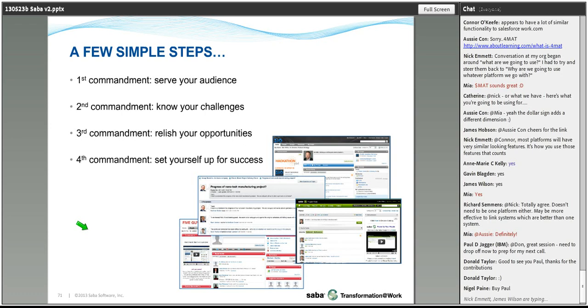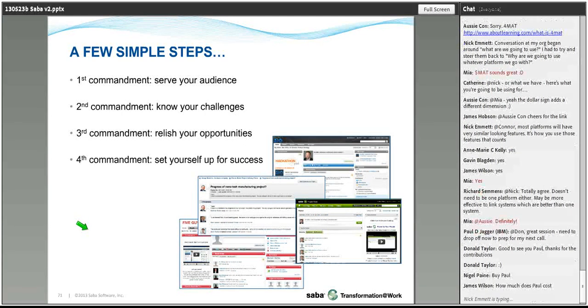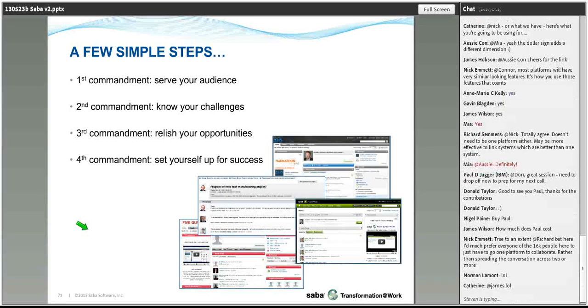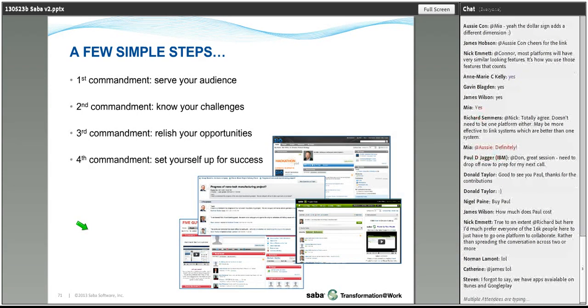The second one is definitely know your challenges. Don't go in there all enthusiastic and thinking this will be the next superstorm. It may well not be. So know the challenges and the obstacles you'll face. But equally important, if not more important, relish your opportunities. There's a lot of good stuff out there and a lot of chance for you to create value and to change relationships. And of course, set yourself up for success.